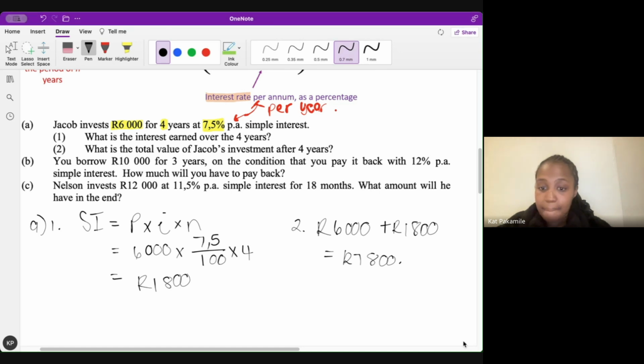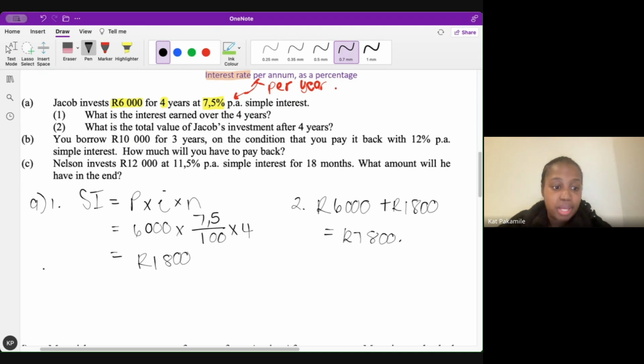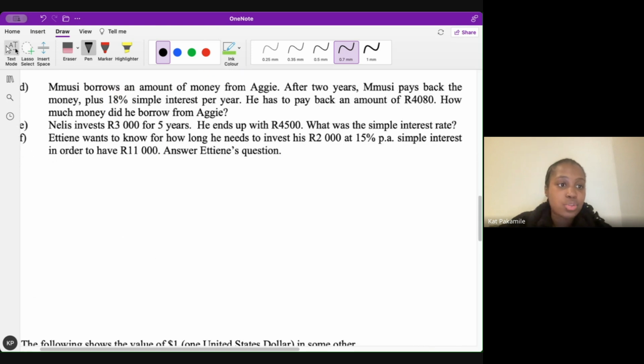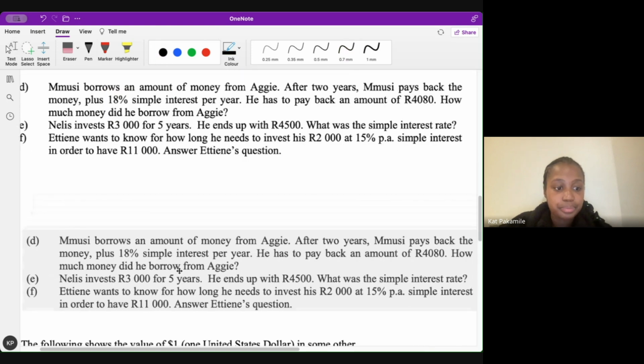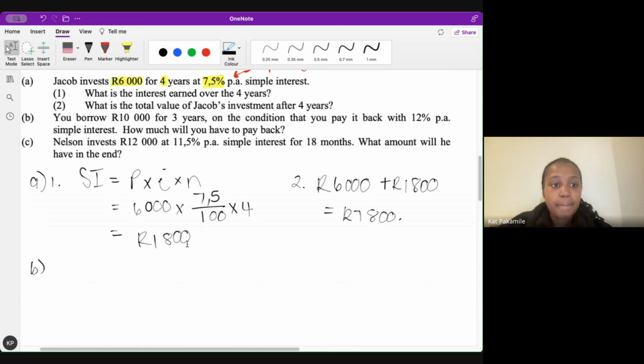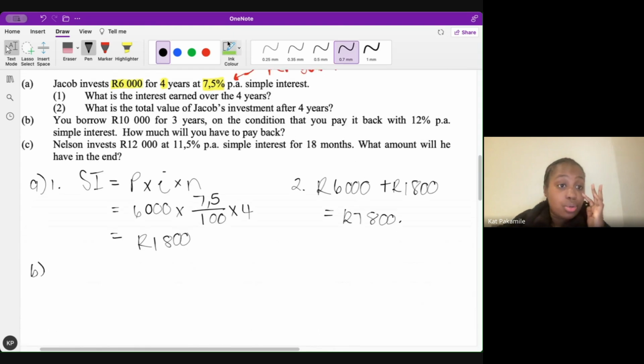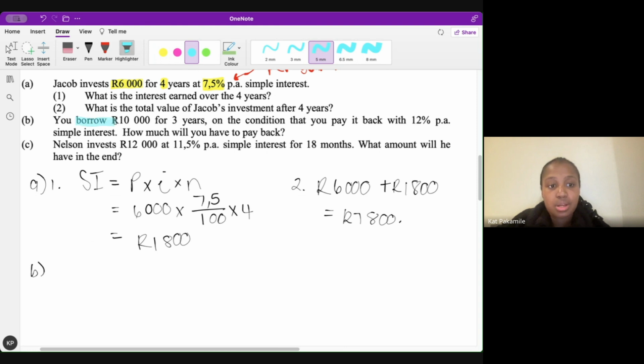Are we with me? Okay, let's look at B. Remember, interest rates are not only for investment, but for loans as well. I'm going to move this down. Okay, B says, which is a loan. B is a loan because it says you borrow 10,000 rands.